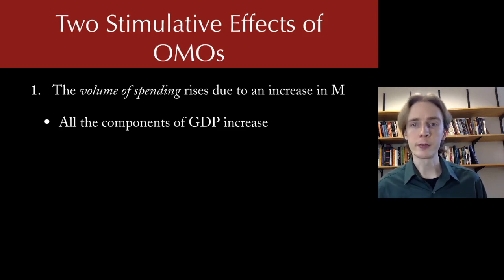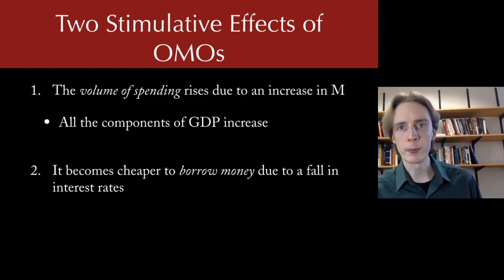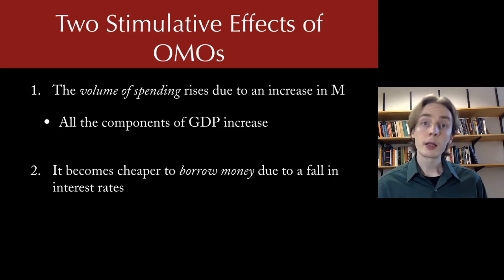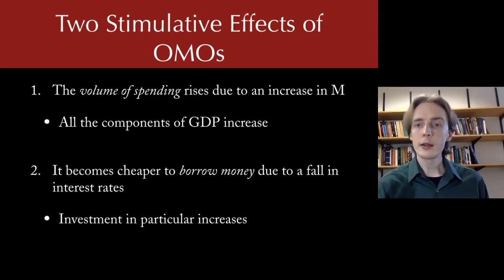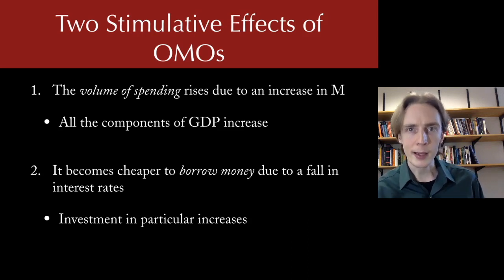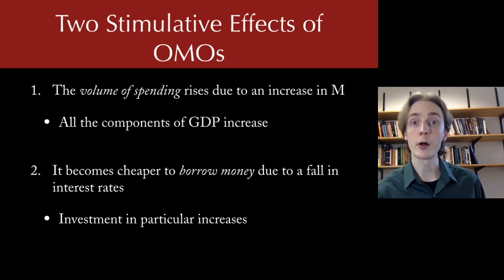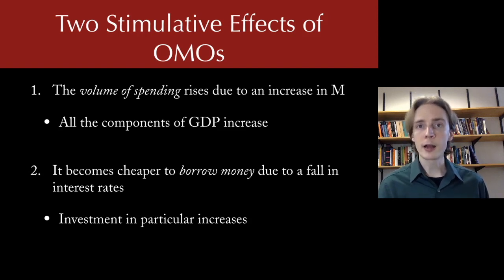Now there's also an indirect effect. Right? The indirect effect of open market operations, at least expansionary ones, is that it's going to become cheaper to borrow money because interest rates fall. And a fall in interest rates is going to make it cheaper to invest. Right? So investment, that I portion of GDP, that's going to increase in particular when interest rates fall. Now, remember, this is going to be a secondary effect. Right? The interest rates are not the stimulative thing in themselves, but they reflect the stimulative effect on the volume of spending. And there's also going to be kind of a smaller effect through investment in particular.